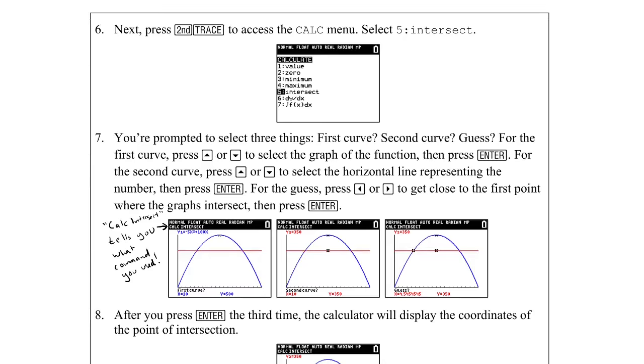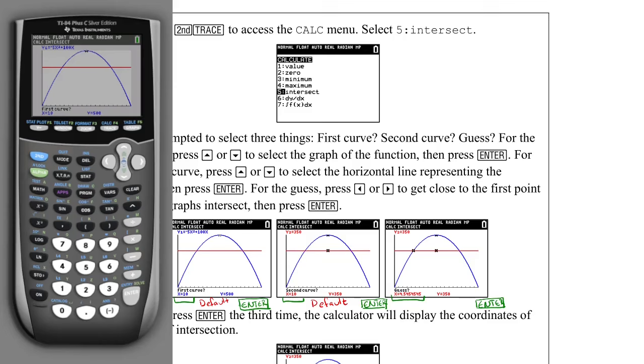The second thing to notice is that there are 3 prompts: first curve, second curve, and guess. Once you make the choice for each prompt, you're going to hit enter to go to the next prompt. Or after the third prompt, you're going to hit enter to get the result. As long as you only have 2 equations entered, you can take the default for the first 2. So for the first 2 prompts, you don't need to change anything.